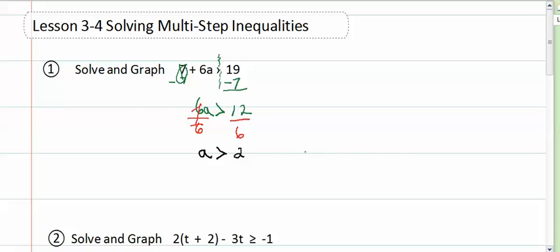Now we're going to go through and graph it. You're going to draw a number line. I'm just going to go positive 2 here, negative 2 here. My number line has arrows on both sides. Okay, I look at the inequality and I find the number that we solved for, which is 2. So I'm going to put my point at 2. And because there's no line under it, it's an open circle.